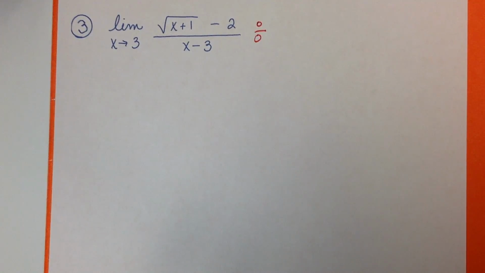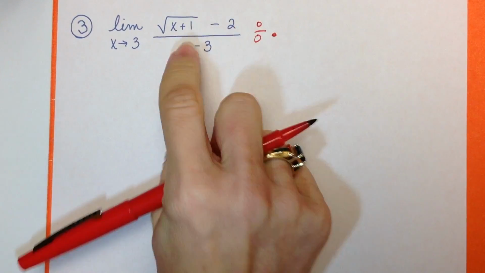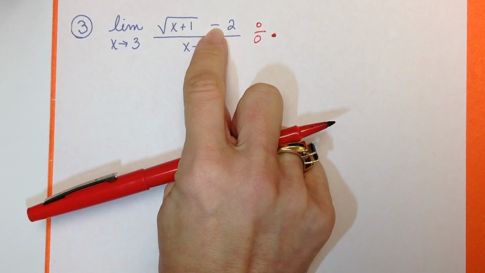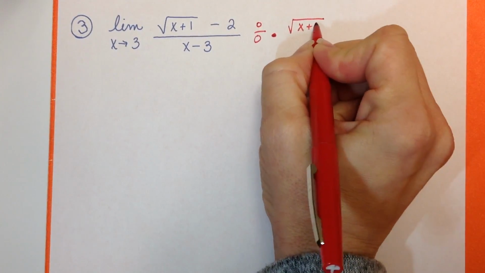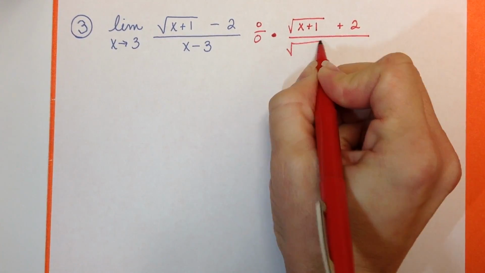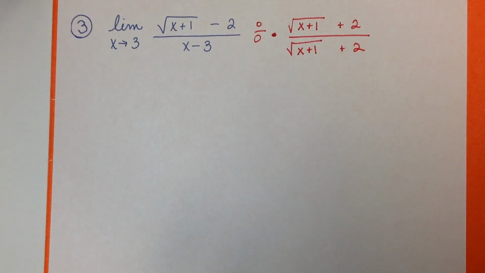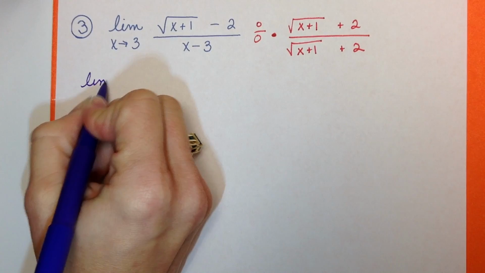What you're going to have to do is multiply by the conjugate. Let me just write this here beside it. So I'm going to multiply by the conjugate of my numerator. And if you remember, conjugate means you just change the sign in the middle. So I'm going to have the square root of x plus 1 plus 2. So I'm going to have to multiply top and bottom by that. Okay, now remember, you got to keep writing your limit notation with each of these steps.